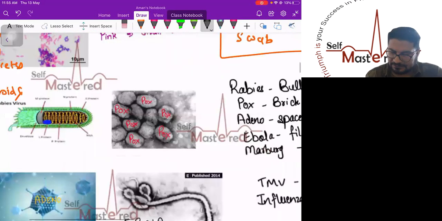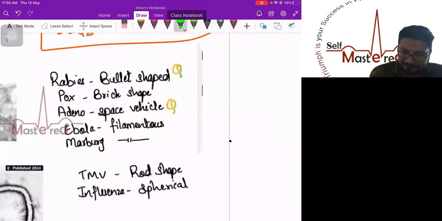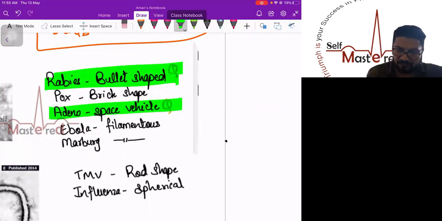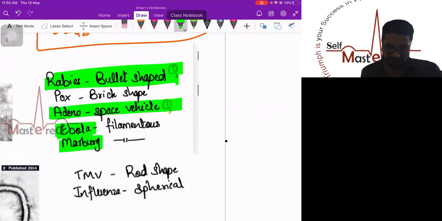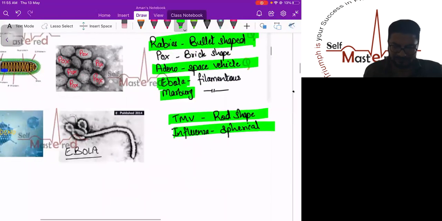First, let me tell you about the shape of some viruses. The rabies virus is bullet shape. The pox virus is brick shape. Adenovirus is space vehicle or spaceship shape. Ebola and Marburg are both filamentous. The tobacco mosaic virus is rod shape. Influenza is spherical. These are the shapes that they can ask in exam.